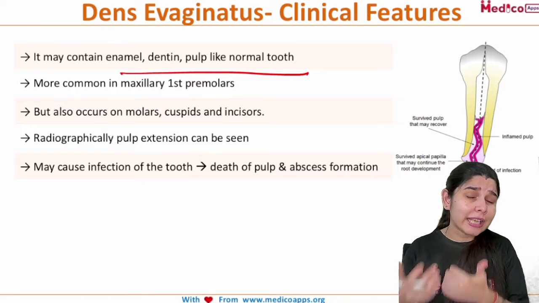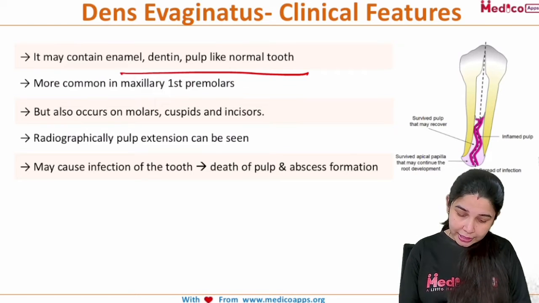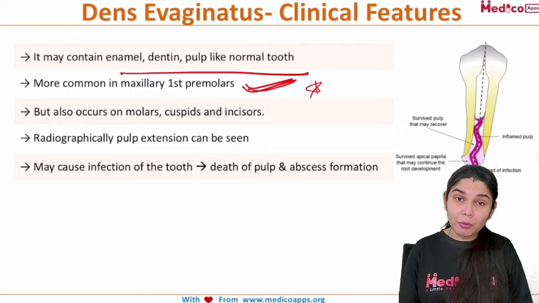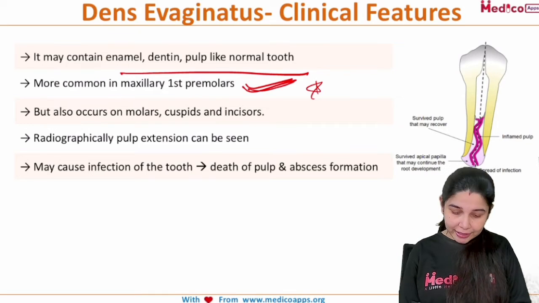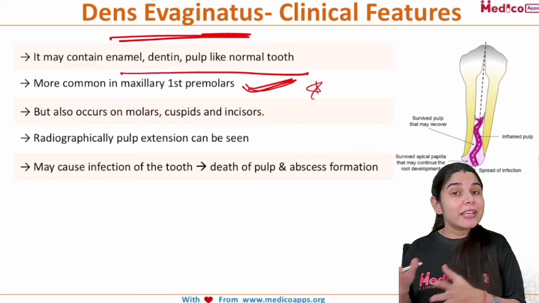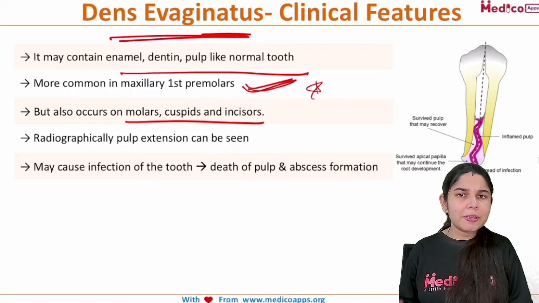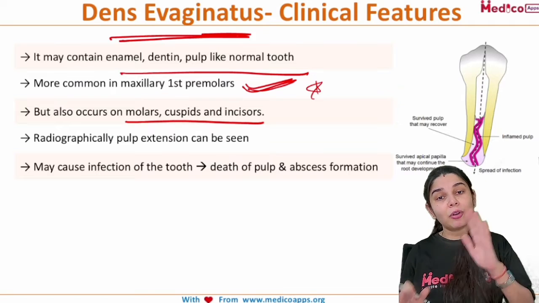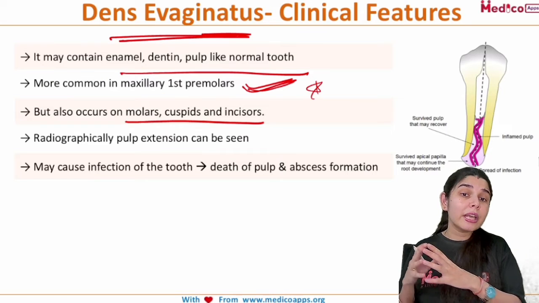And the second, very, very important point is that this is more common in the maxillary first premolars. That means premolars are most commonly affected by this condition of dens evaginatus, though it is also rarely seen in the molars, cuspids or incisors, but that is rare. The most common type is seen in the premolars.